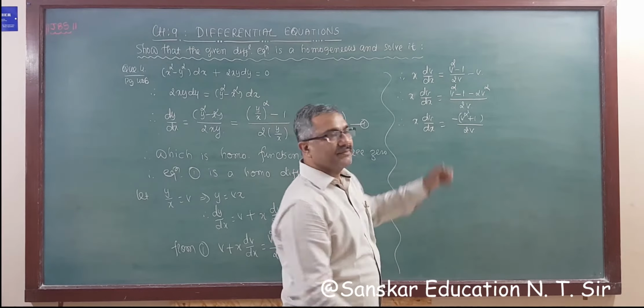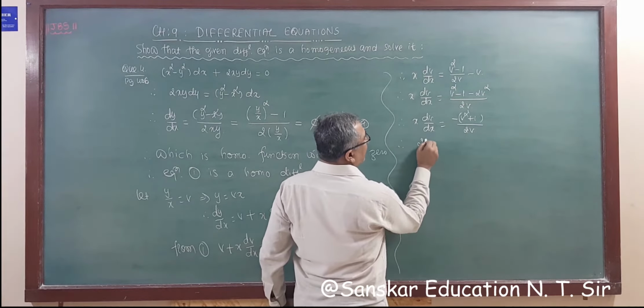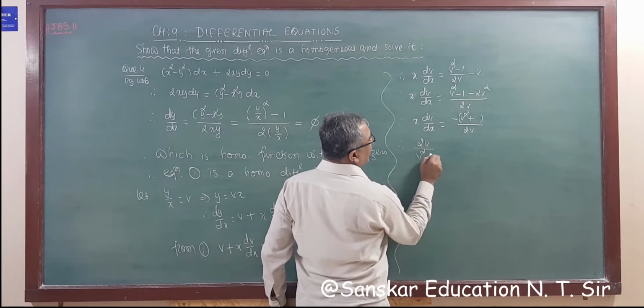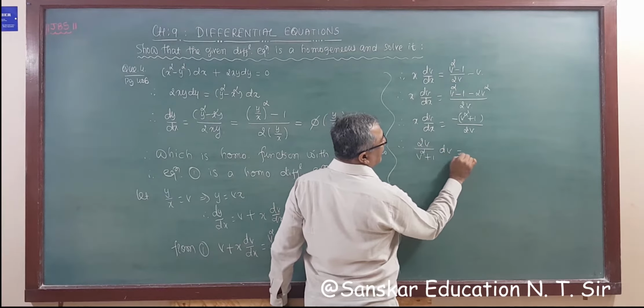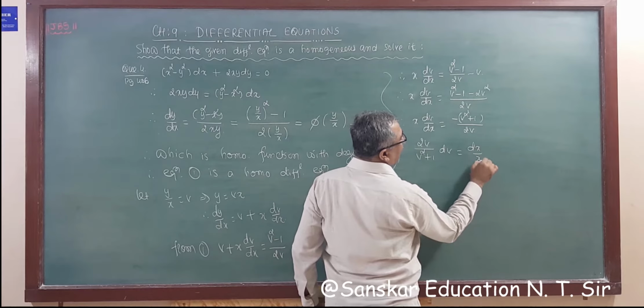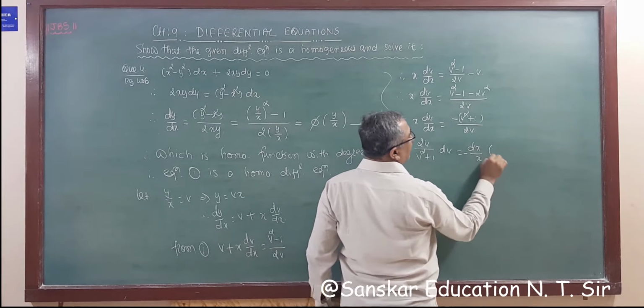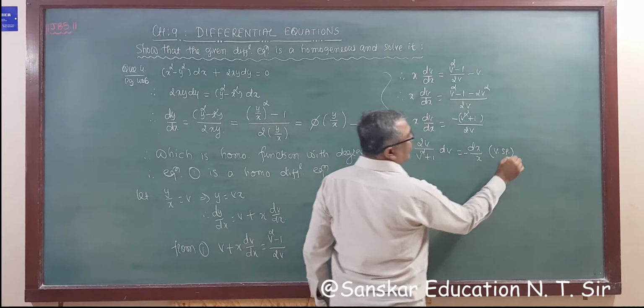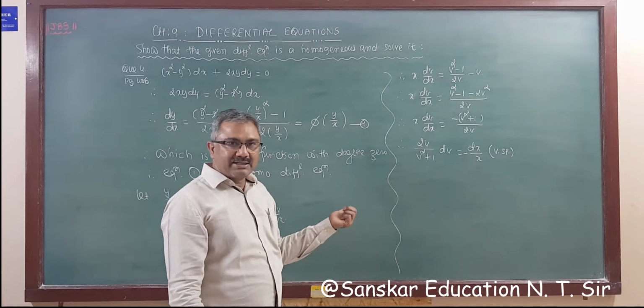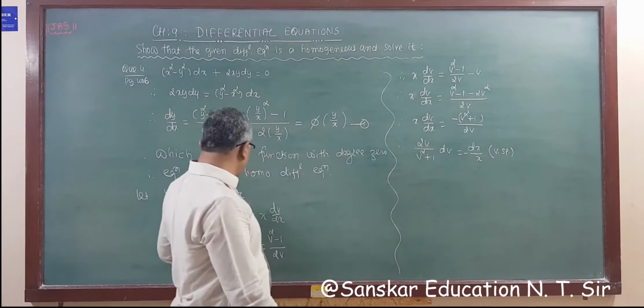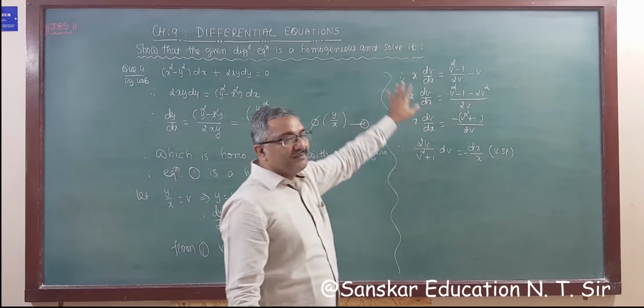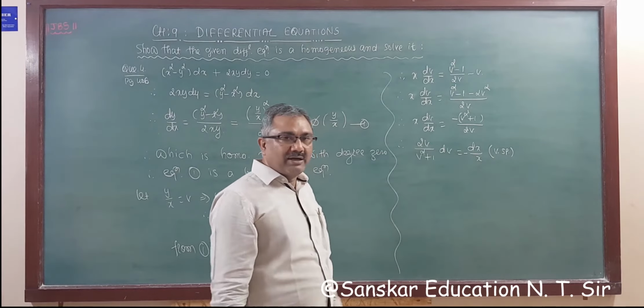Now this is a variable separable form. So writing twice v upon v square plus 1 into dv is equal to minus dx upon x. So this is variable separable form. Got it? Easy, right? Nothing more to do, just simplify. You have to simplify this a bit, but it's easy, you can easily do it.